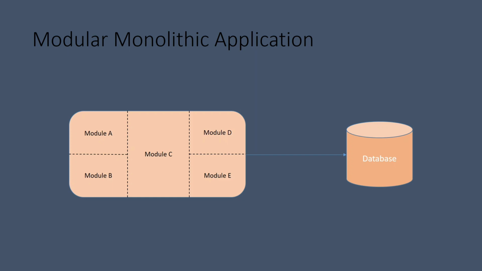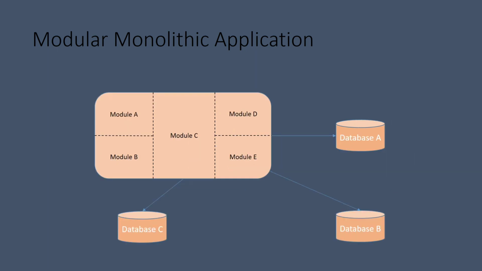So if your monolithic application is not modular and you want to move towards microservices, the first step would be to move your monolith to a modular monolithic application. This means defining module boundaries. Set your module boundaries where you think the microservice boundaries would be, and also isolate the data.